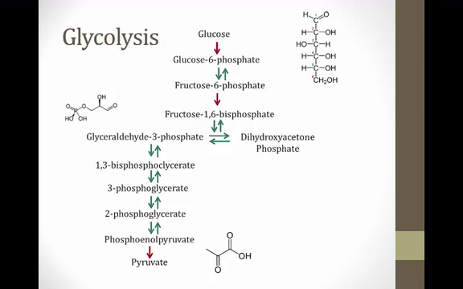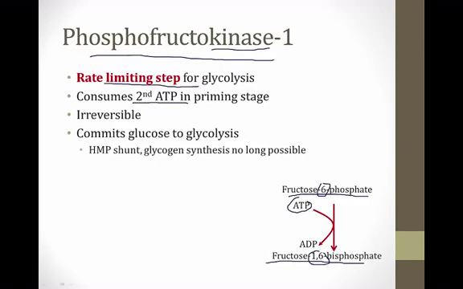If we go back to our overview slide, we previously talked about the conversion of glucose to glucose 6-phosphate. This is a reversible step here, so now we're going to talk about this step right here. It is the second irreversible reaction of glycolysis. This step consumes the second ATP in the priming step.